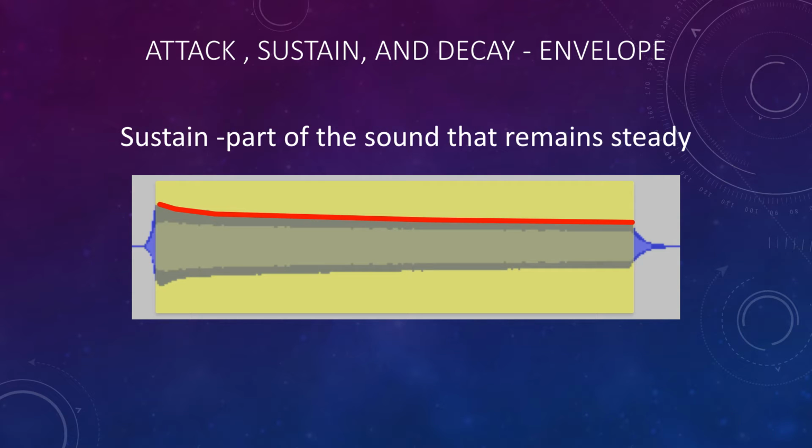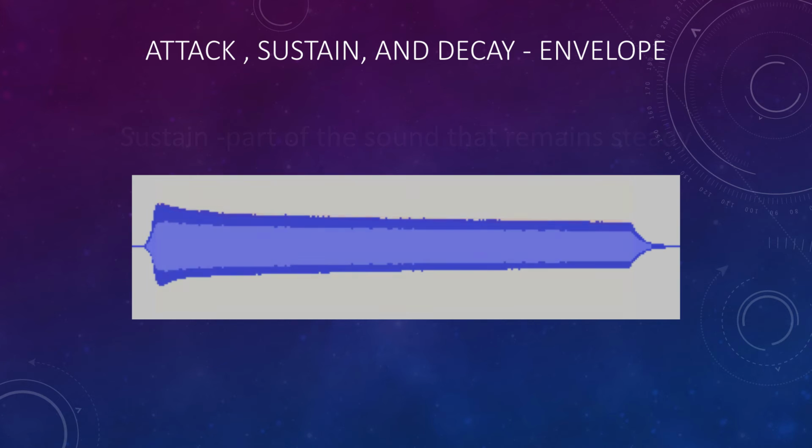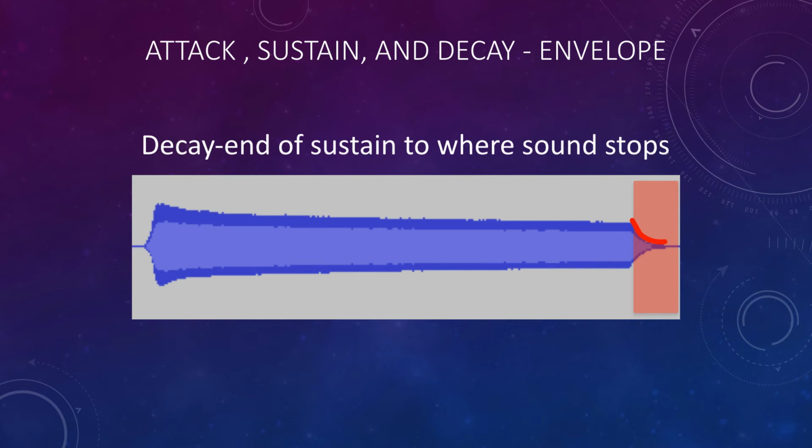Some instruments, wind and bowed string instruments, can control the sustain by keeping air moving or by moving their bow. Other instruments have little or no sustain and go to the last part, the decay. That's the portion of the wave or waveform from the end of the sustain to where the sound stops. Wind instruments tend to have a very short decay, string instruments have a longer decay, and percussion instruments have a wide range of decay times.